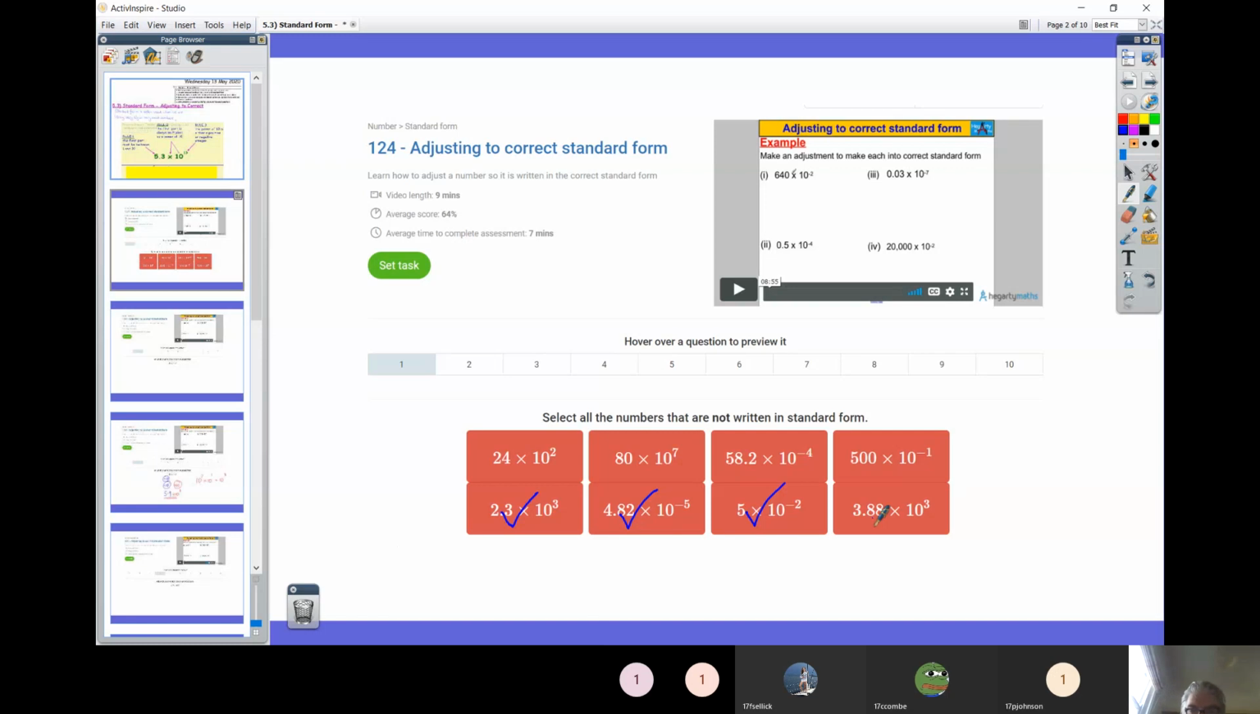So those are all written in standard form, but those four on the top, 24, 80, 58.2 and 500, they are not between 1 and 10. So those would be the ones you would select. They are not written in standard form. So that's how you're going to answer the first one or two questions, please.